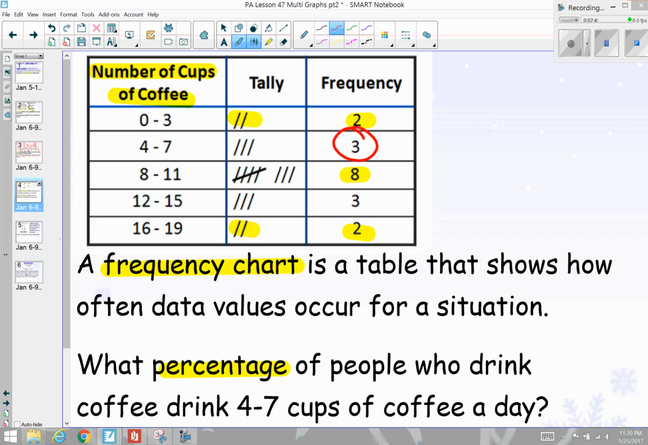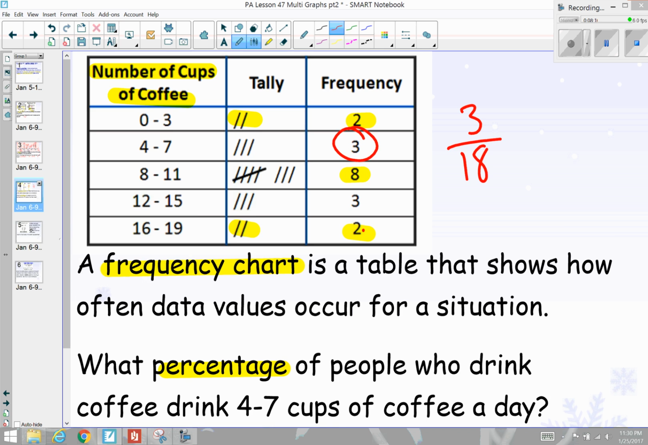If we want to find the percentage, we're going to have to figure out what is the total number of people. So it's going to be 3 out of, and let's see, we have 10 and 15 and 18. So it's 3 out of 18. Is that correct? So 14, 15, 16, 17, 18. Yep, it is. So go ahead and calculate, and what percentage would you find?